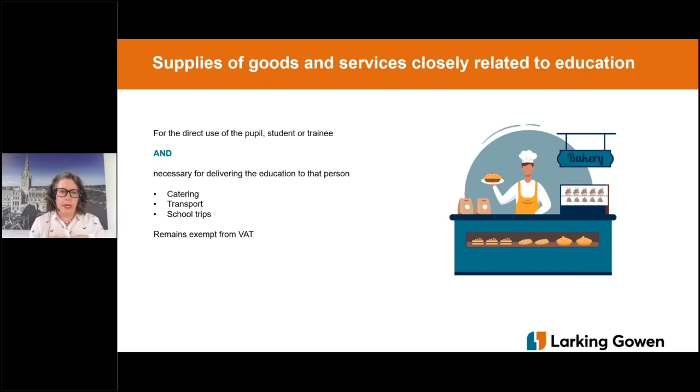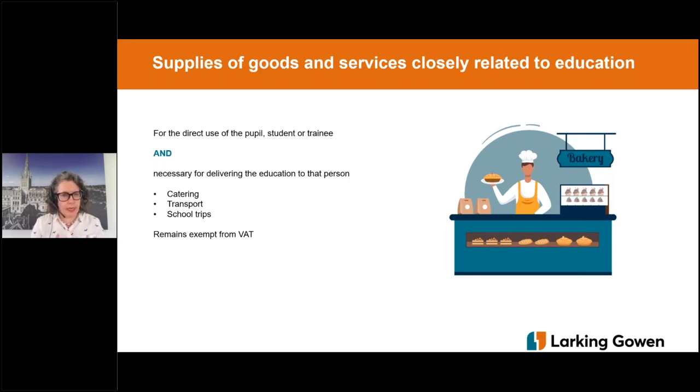What do we mean by closely related to education? So we need this supply to be for the direct use of the pupil, student or trainee. So it's got to be for that child who's receiving the education and for their use. And it has to be necessary for delivering the education to that person. So examples that HMRC have included in their guidance are catering, transport and school trips.